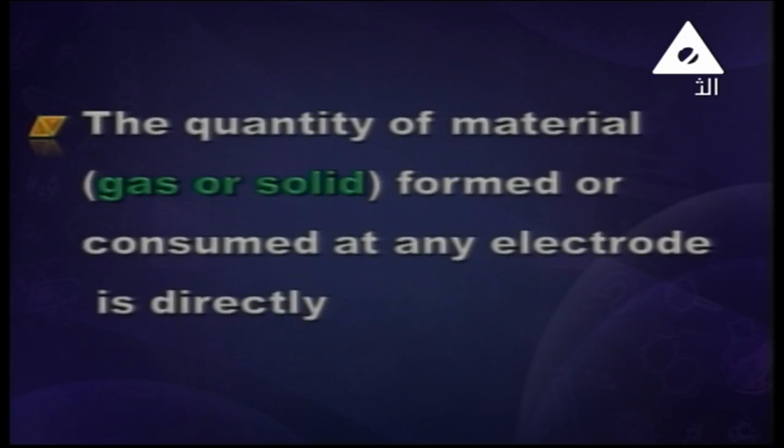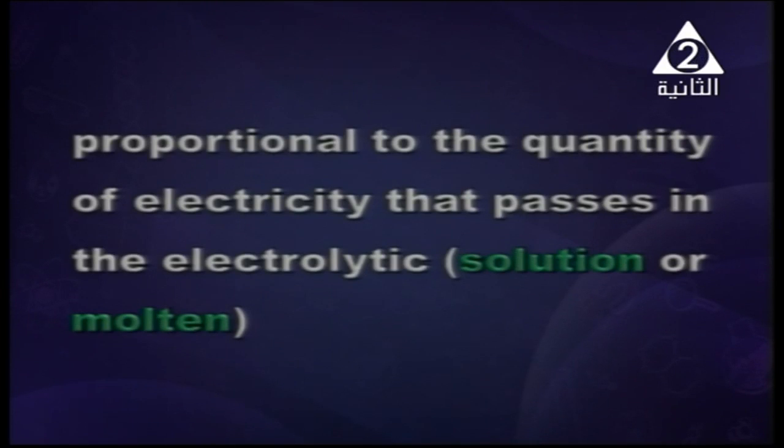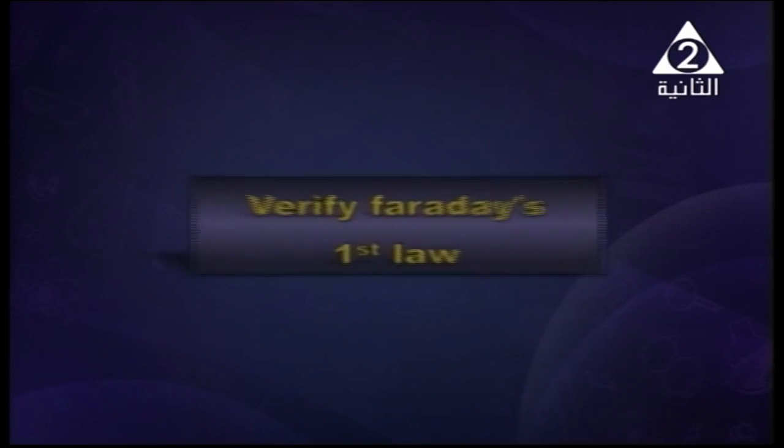The quantity of material, gas or solid, formed or consumed at any electrode is directly proportional to the quantity of electricity that passes in the electrolytic solution or molten. The quantity of electricity is proportional to the amount of material liberated at the two electrodes.